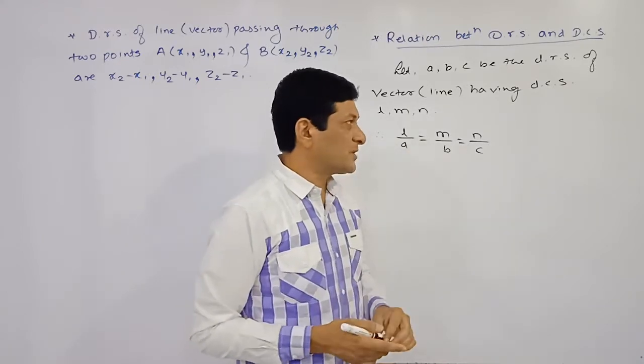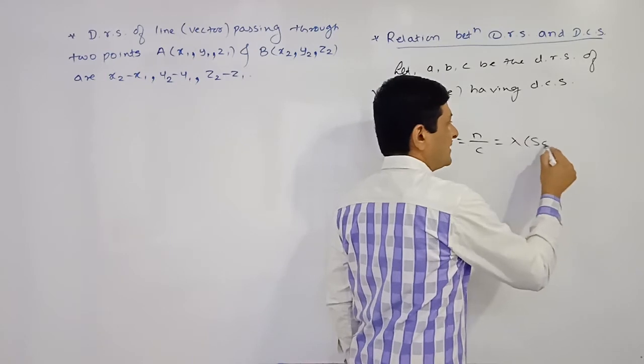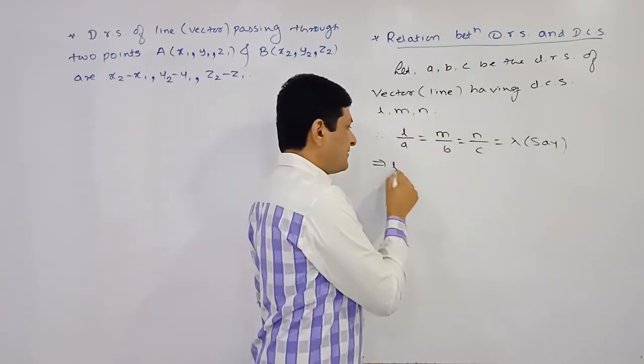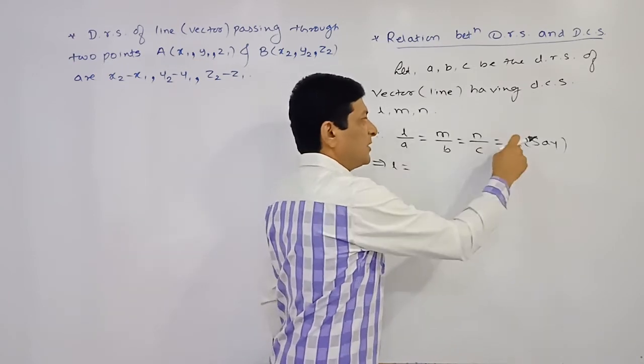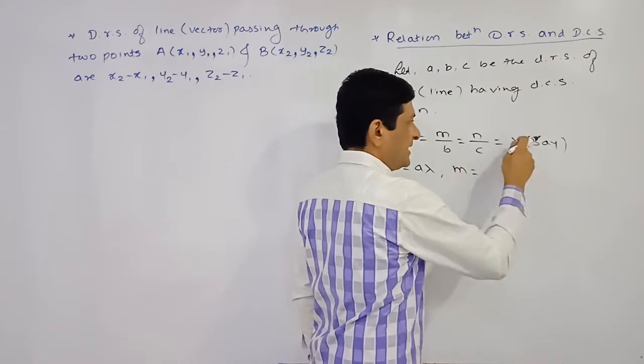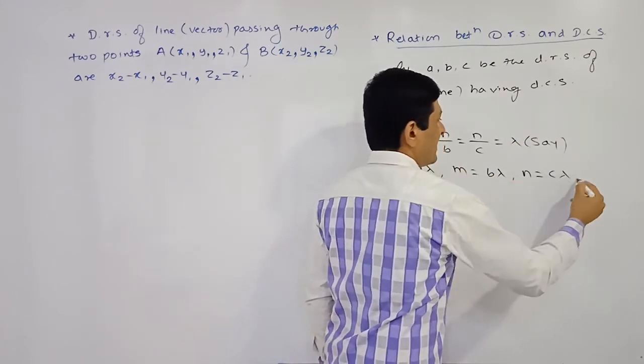Now these three ratios are equal. For simplicity, let us denote this ratio by lambda. It implies that what will be the value of L then? L is equal to A lambda. In the same way, M is equal to B lambda. And N is equal to C lambda.